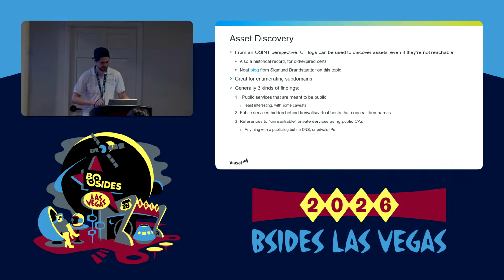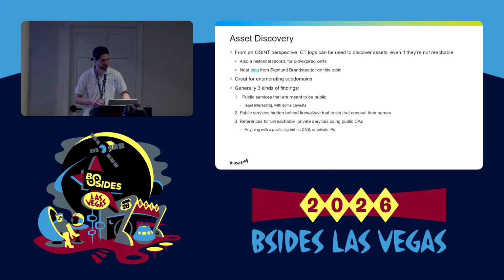Let's talk about OSINT. So open source intelligence, things that are public, that's the whole point of this talk. CT logs can be used to discover assets even if they're not even reachable, right? If it's in DNS and it has a certificate, I can find it, basically. It gives you a really neat historical record, too, for old and expired certificates. You can watch the pattern of every cert that's ever been issued for a domain in the logs that you have aggregated. So that's kind of cool. You can see when things move around, too. You can see when CAs change or a SAN field gets updated and a cert is reissued.